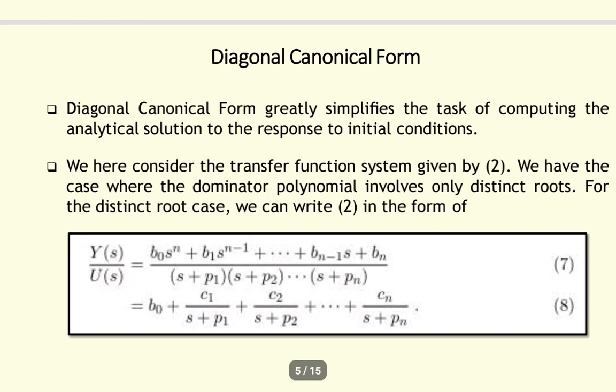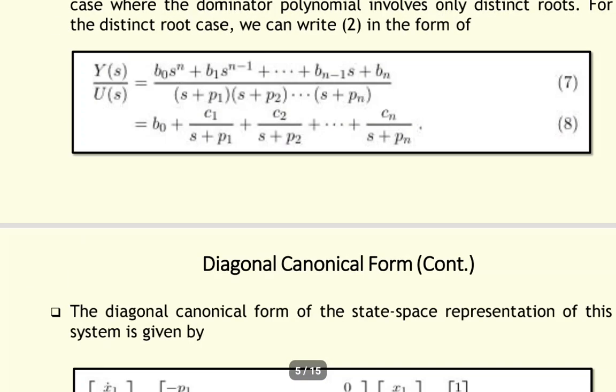So we can write it as (s plus p1)(s plus p2) so on up to (s plus pn), and with the help of partial fractions we may write it as b0 plus c1/(s plus p1) plus c2/(s plus p2) plus so on up to cn/(s plus pn), where c1, c2, cn are respective constants. Okay, we can represent it in such a way.